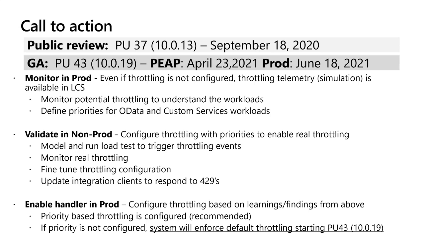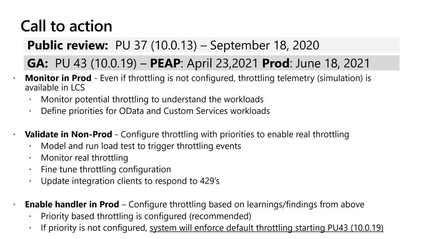But the feature goes into full effect starting with product update 43, which is 10.0.19, which is available for pre-prod environments starting April 23rd, and for your production environment starting June 18th. Essentially, you have the necessary time between wherever you are right now with your product updates and versioning until you get to PU 43 or 10.0.19 to be enabled to handle these 429s.